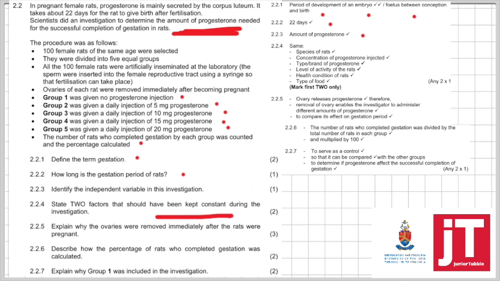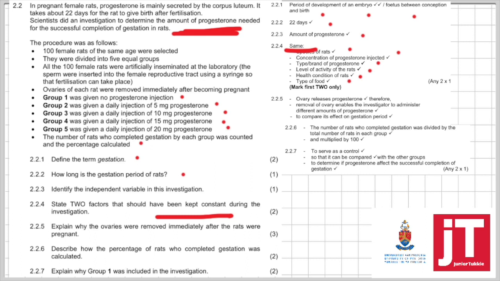It should have been the same species of rats, the same concentration of progesterone, same type or brand of progesterone, same level of activity of the rats, same health condition of the rats, and same type of food given to the rats. Make sure you always start off with the word same.